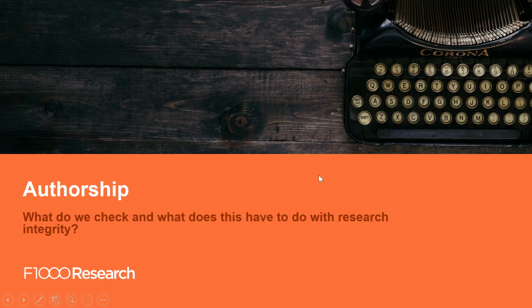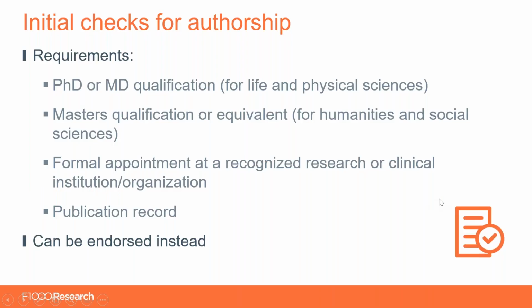So now I'll take you through our checks on authorship and how these relate to research integrity. As a requirement, at least one named author on the paper must have a formal appointment at a recognised research or clinical institution or organisation, have a PhD or MD qualification, and a publication record. For humanities and social science fields, a master's qualification or equivalent may be sufficient. However, the author must have an appointment at a recognised institution and a previous publication record.